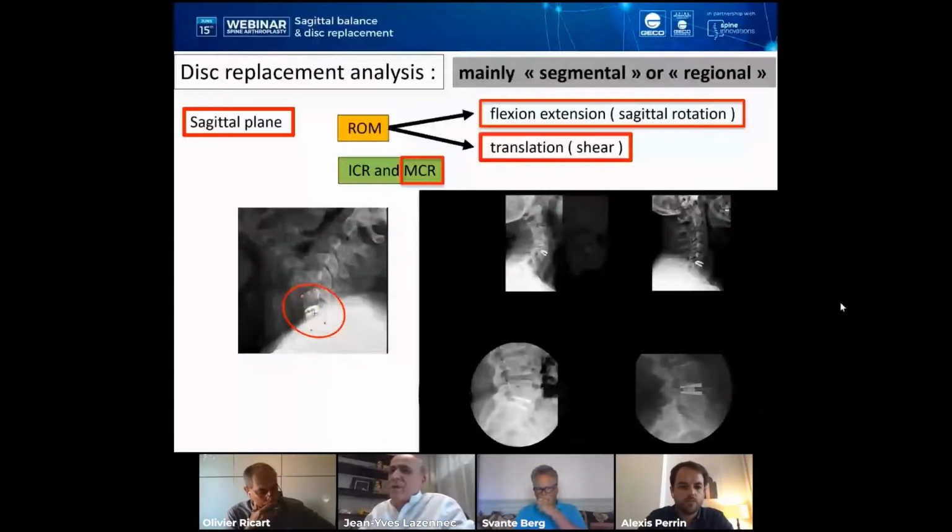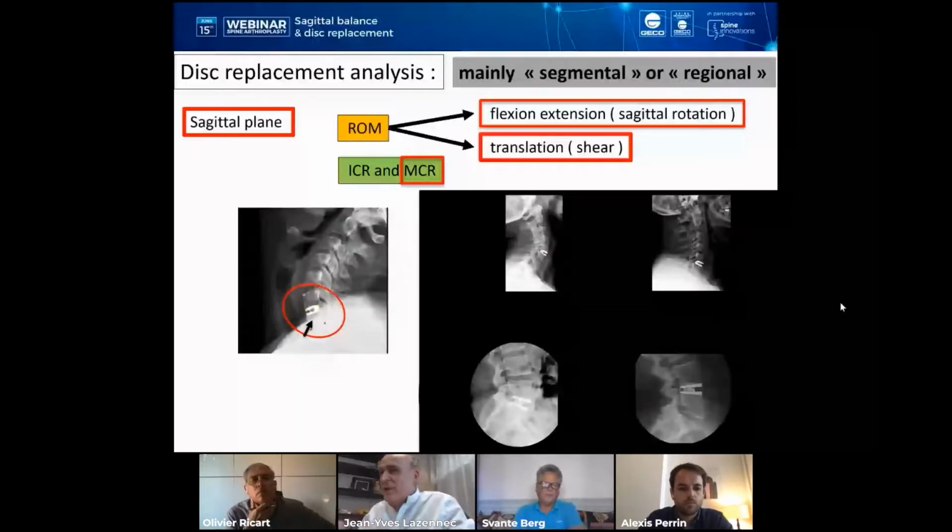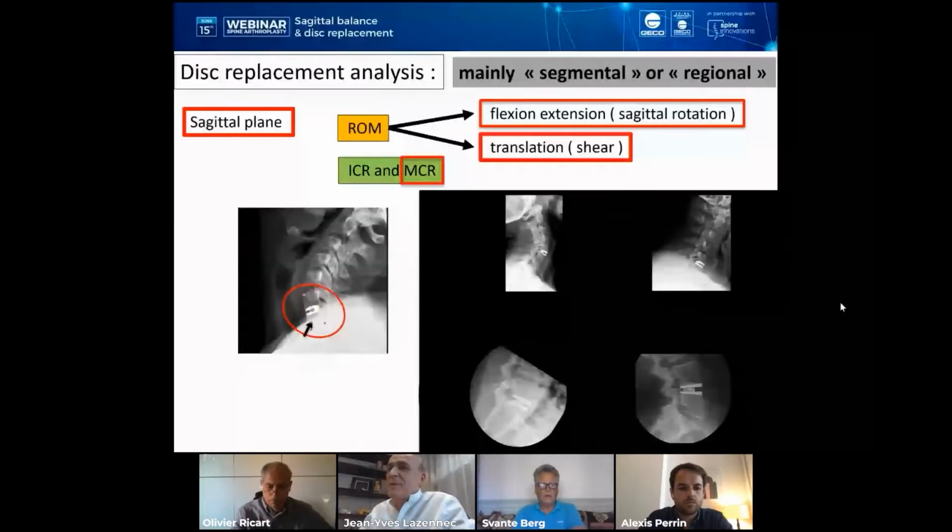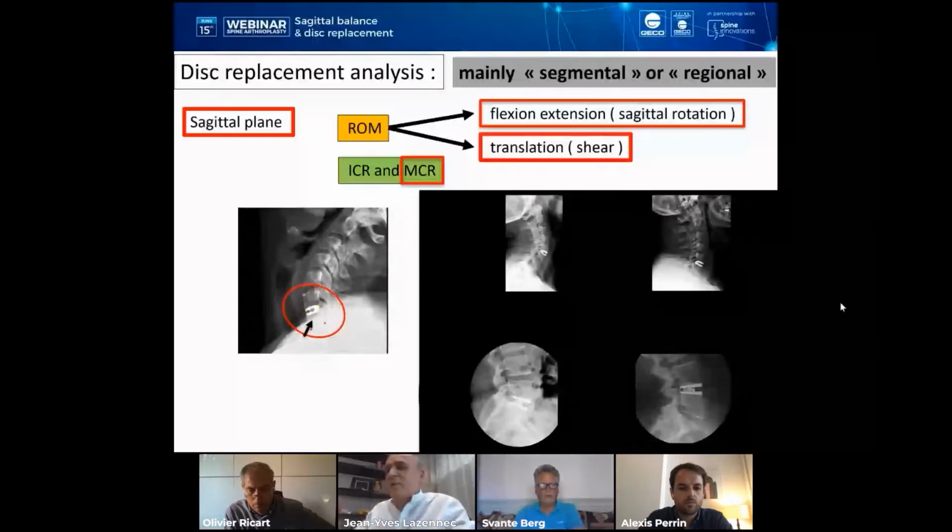During the last webinar, we developed the concept of the range of motion, sagittal rotation and translation. And we also spoke about the location of the mean center of rotation, as you see on the left animation with the arrow.